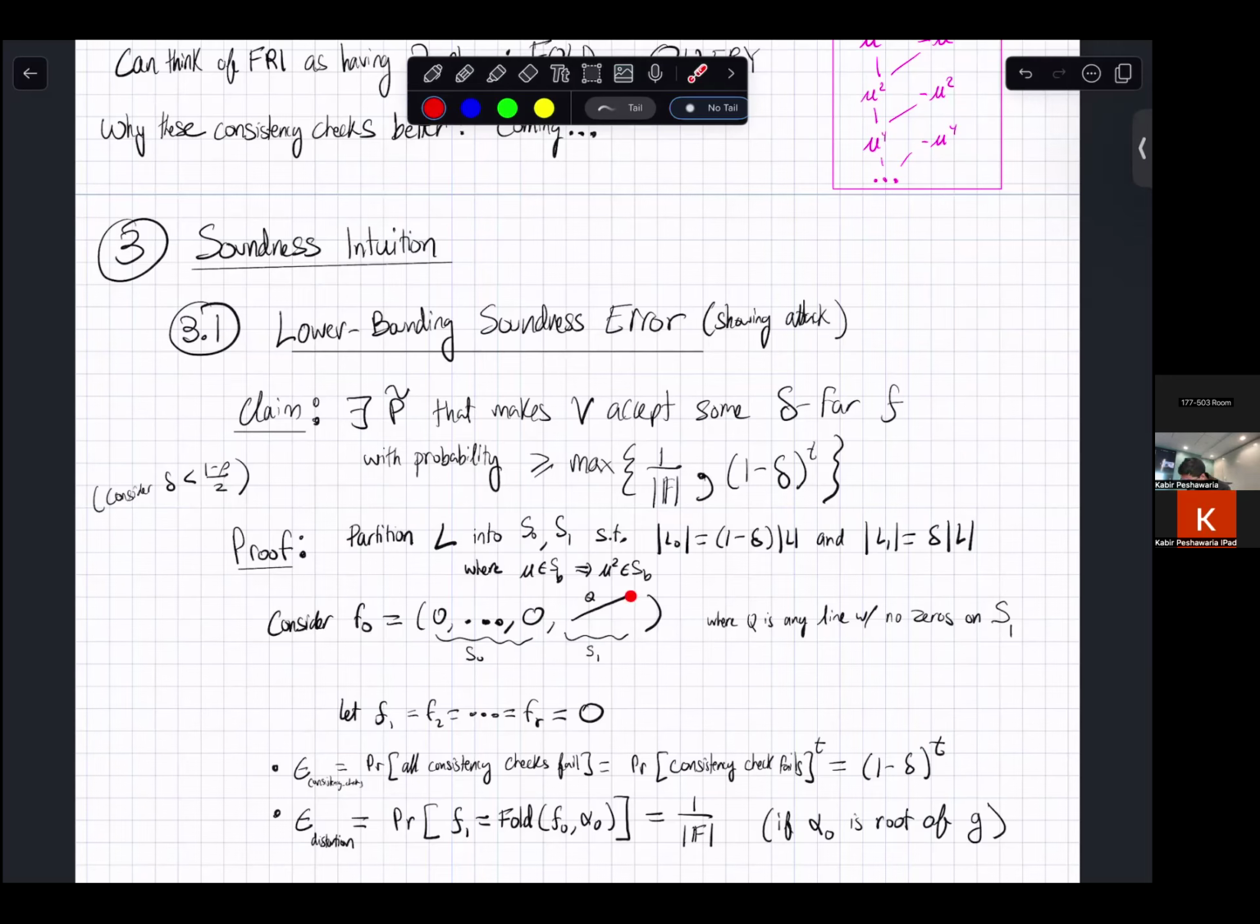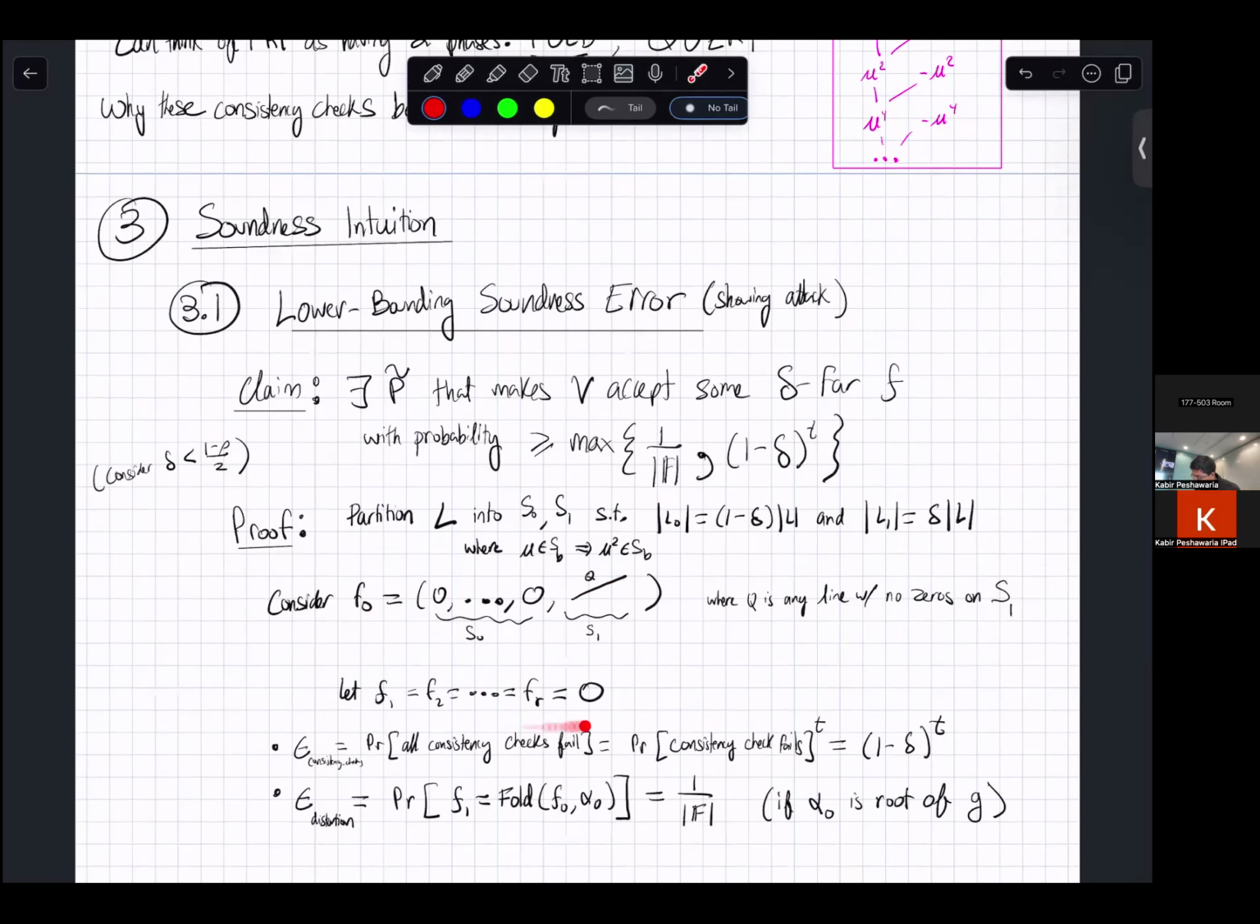Okay, so if we put a line here, then I'll choose my other oracles to just be F1 equals F2 equals FR equals 0.